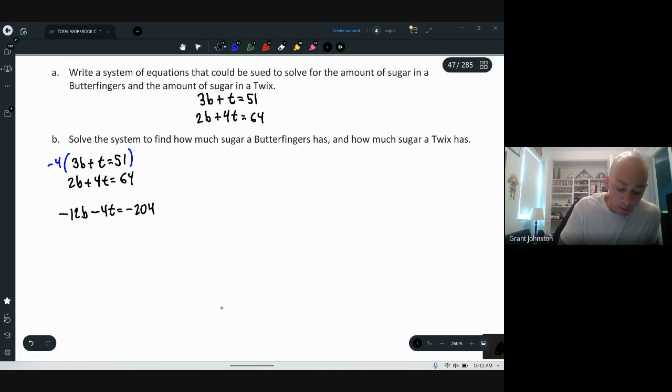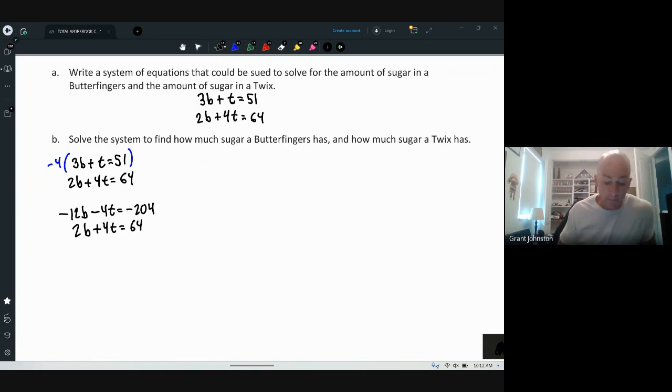Now I'm just going to rewrite the second equation, because I'm not manipulating that one. Okay, so now it's set up for elimination. Add down. The t's eliminate, exactly what I wanted to happen. Negative 10b equals, you add those down, I think it's negative 140. Should be right. And then divide by negative 10. b is going to be 14.